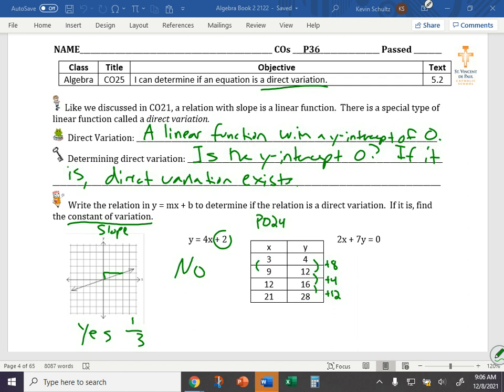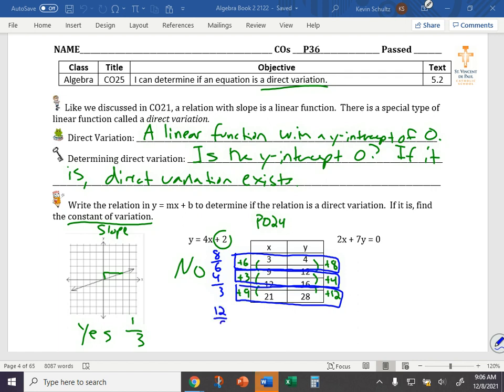So from 3 to 9 is plus 6. From 9 to 12 is plus 3. And from 12 to 21 is plus 9. Does slope exist here? Yeah. It does, right? Because what we're looking at is that change in y over change in x. We've got a change in y and change in x of 8 over 6. Then we've got one of 4 over 3. And then we've got one of 12 over 9.